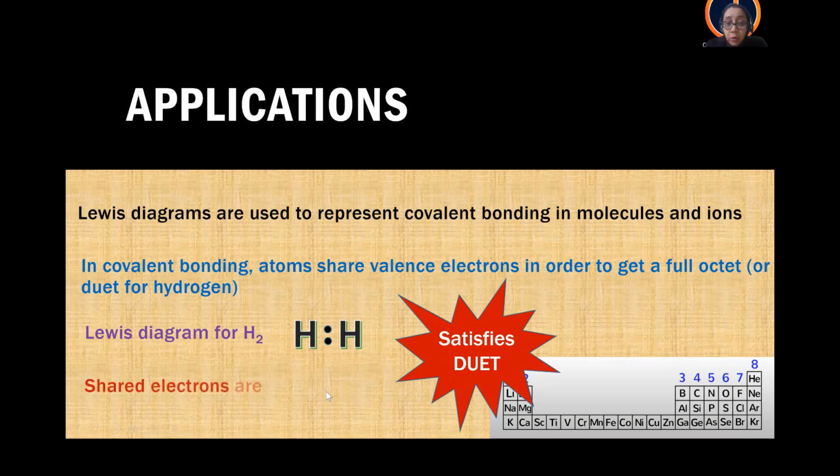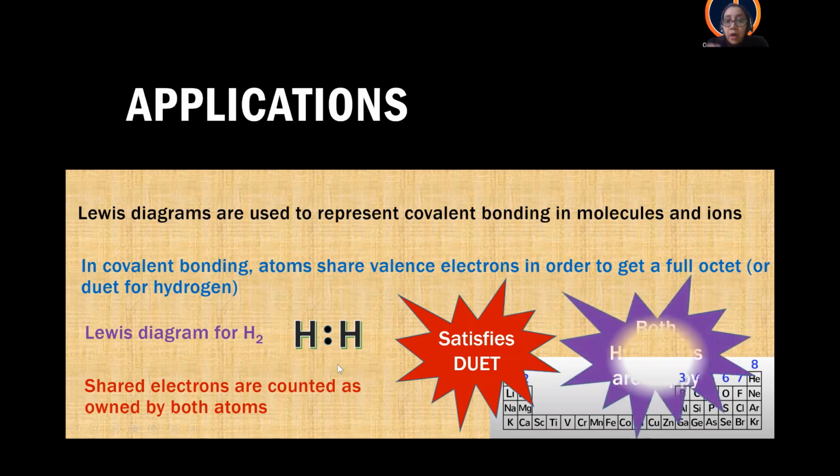Similarly, we can also understand that shared electrons are counted as owned by both the atoms. What does it mean? It means if hydrogen shares the electron of the other hydrogen atom, these two electrons are equally counted by each hydrogen atom. Both the hydrogen atoms here are happy because they are sharing the electrons and fulfilling their duet.